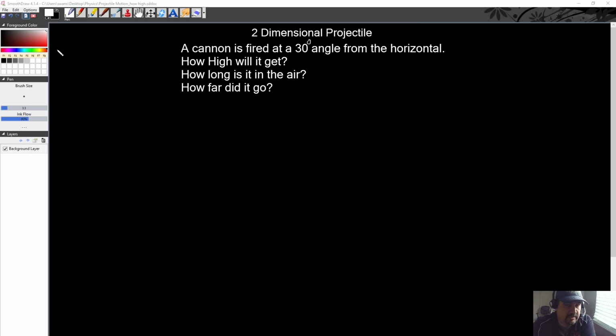Alright folks, so here we are doing projectile motion. There are three questions here, and we're only going to answer this one in this video, okay? A cannon is fired at a 30-degree angle from the horizontal. How high will it get?